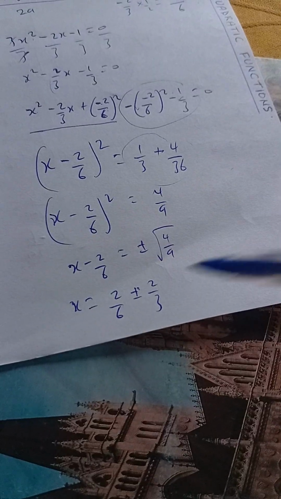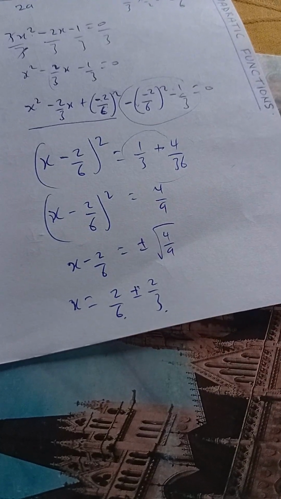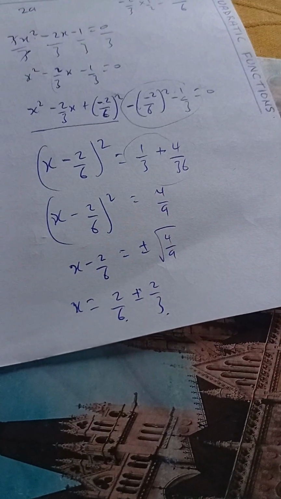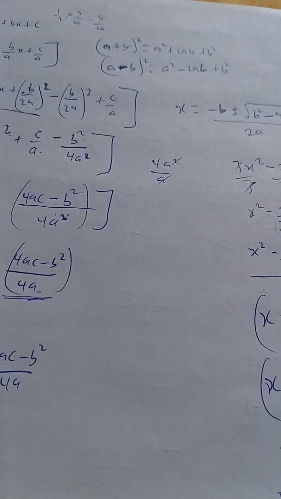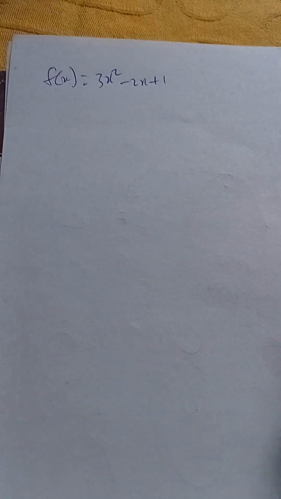Take your calculator and check 2 over 6 plus 2 over 3. You get your first answer. Then you do 2 over 6 minus 2 over 3 to get the second answer. So that's all. I think we can survive that. So we know how to use completing the square to solve a quadratic equation. What if they ask us to use completing the square to find the minimum value and then the value of x at which it occurs? For example, f of x equals 3x squared minus 2x plus 1. Find the minimum value and the value of x at which it occurs.